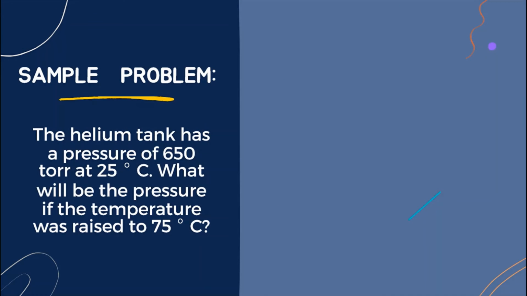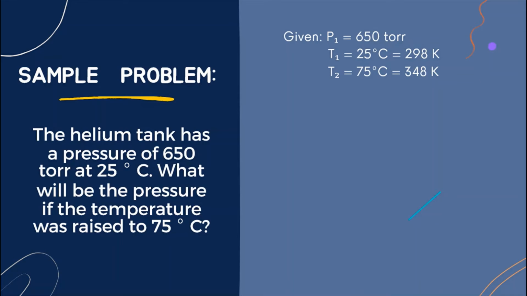Sample problem. The helium tank has a pressure of 650 torr at 25 degrees Celsius. What will be the pressure if the temperature was raised to 75 degrees Celsius? Given: initial pressure is equal to 650 torr, initial temperature is equal to 25 degrees Celsius or 298 Kelvin, and the final temperature is 75 degrees Celsius or 348 Kelvin.